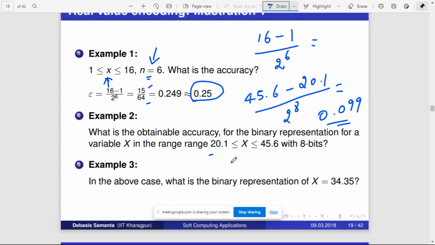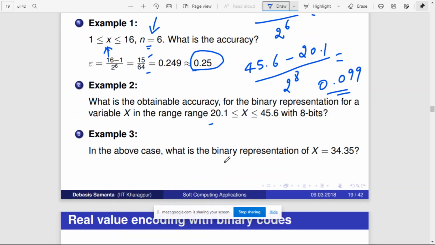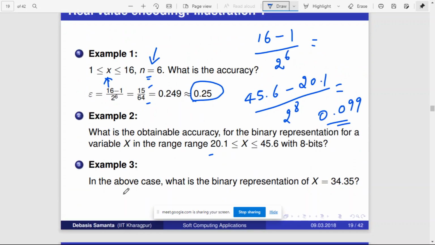So this is how we calculate the accuracy. Okay. Say, for example, in some cases, what is the binary representation of x if x is equal to 34.35? That is, assume that x takes value between 20.1 to 45.6. Now the question is different. The question says that if x is equal to 34.35, then what will be its binary equivalent? How will you find that?